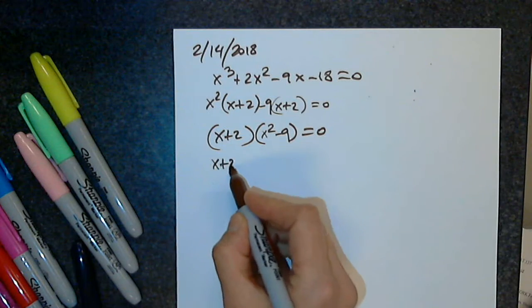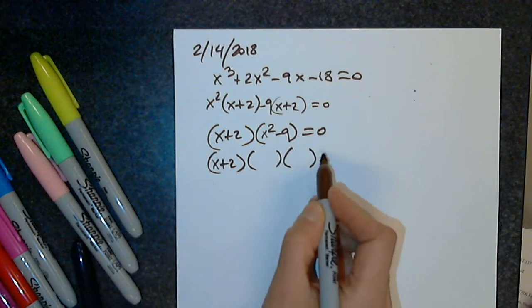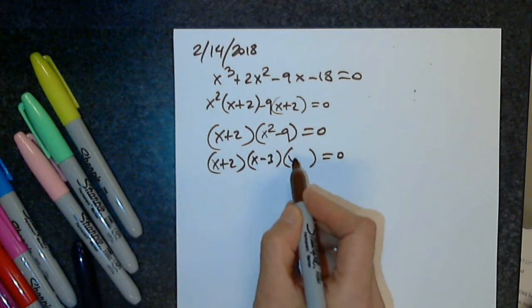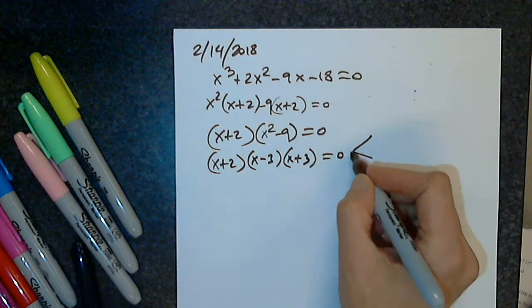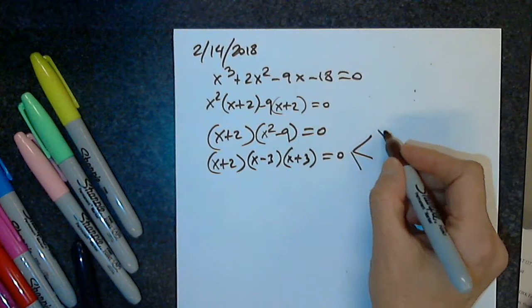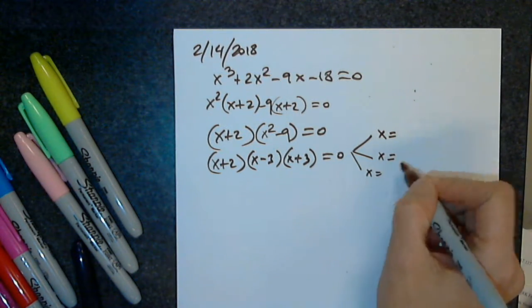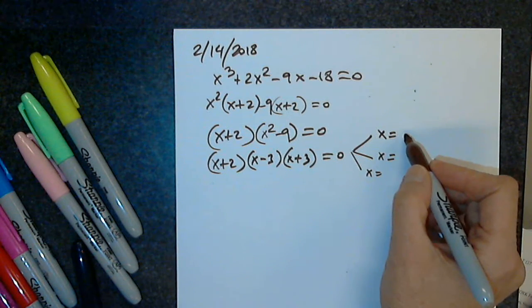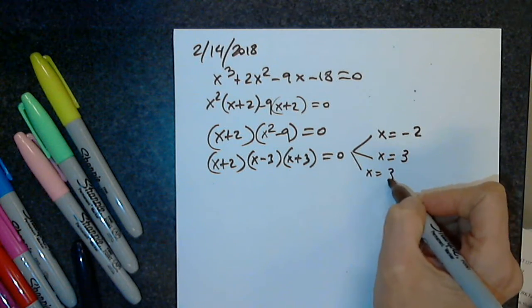X squared plus 2x. No. X minus 3, x plus 3. Yes. How many solutions did you expect from the very beginning? 3. Yes. How many solutions do we got? 3. And they are? -2, 3, -3. Very good.